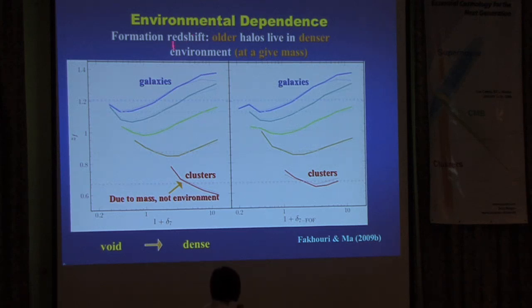By this, we use the standard definition in the literature: you look at the halo at redshift 0, you follow its mass accretion history, and you identify the redshift at which it acquired half of its mass. That's usually tagged as the formation redshift. People have explored different formation redshift definitions, but they are fairly similar.